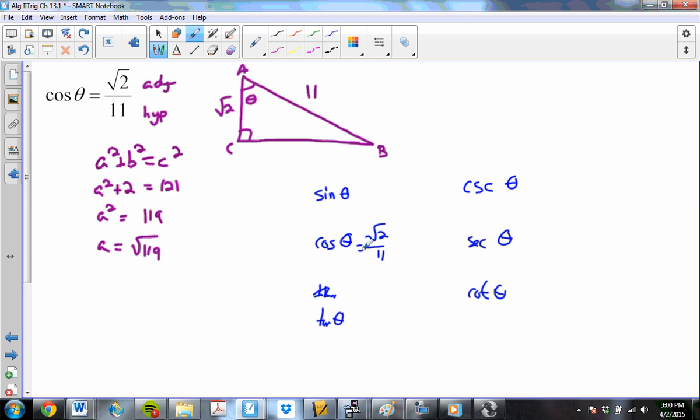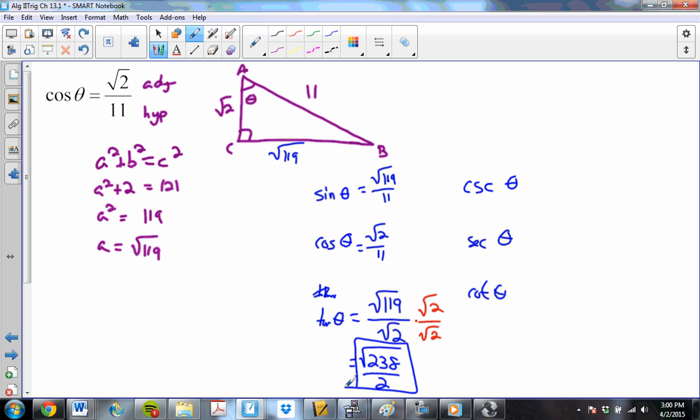So sine of theta, well, this is now root 119. So sine of theta is root 119/11. Tangent of theta, opposite over adjacent, is root 119 over root 2. Now here we have to remember how to simplify radicals. We aren't allowed to have square roots on the bottoms of fractions. So I rationalize by multiplying by the denominator. It's going to turn into root 238 over 2. If that root 238 could simplify, I would simplify it, but it can't.